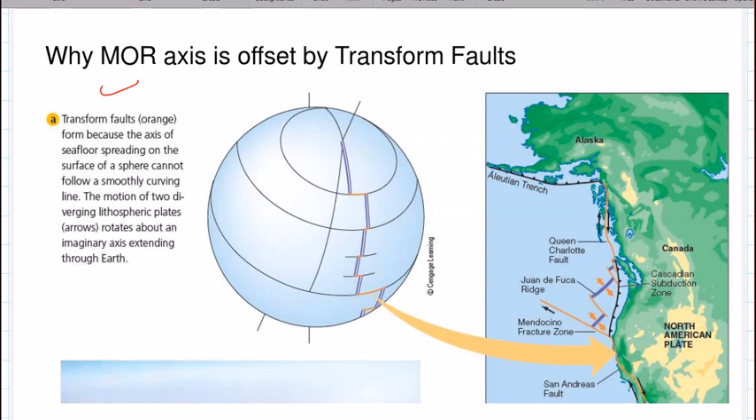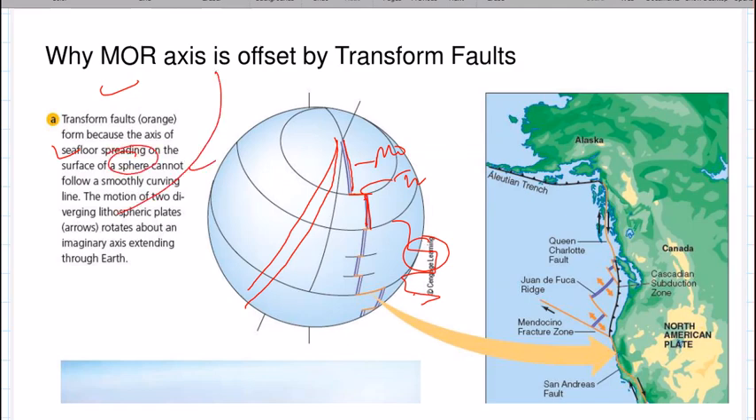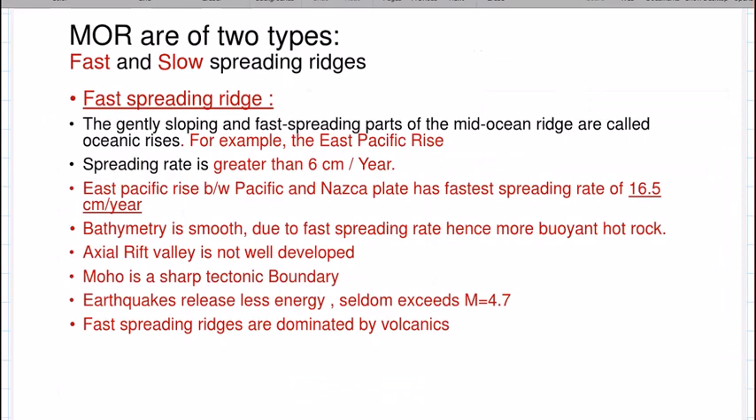So basically this is your mid-oceanic ridge, then here it gets a little offset, this becomes your transform fault, and then from here the mid-oceanic ridge starts again. So it is not a continuous line, rather it is in a zigzag pattern, bounded by transform faults. Sea floor spreading on the surface of a sphere cannot follow a smoothly curving line. A smoothly curving line cannot be there due to the spherical nature of the earth. So that's why it is offset by transform faults.